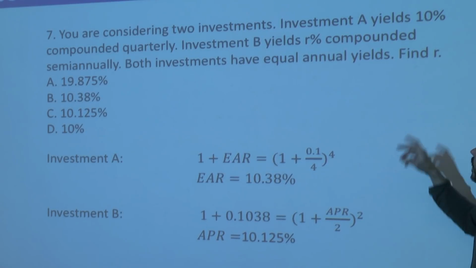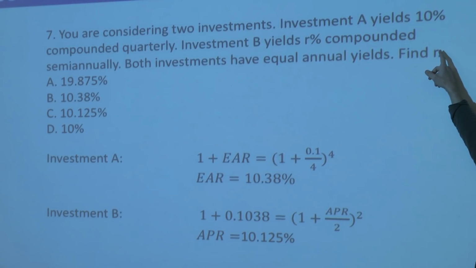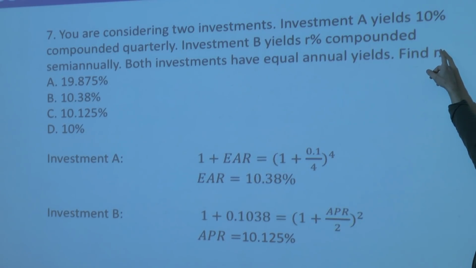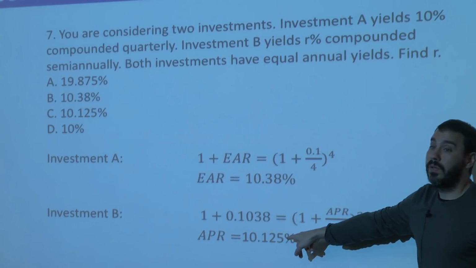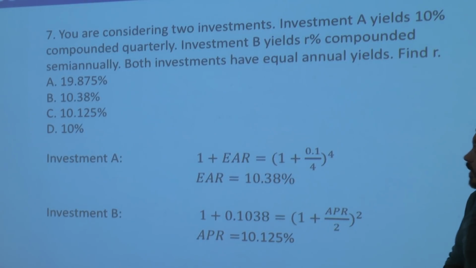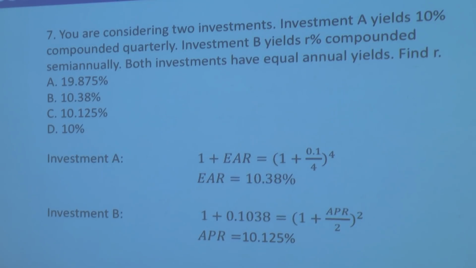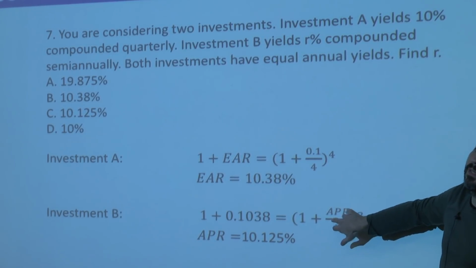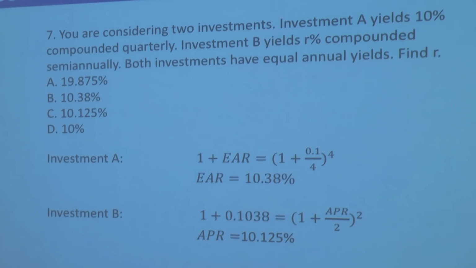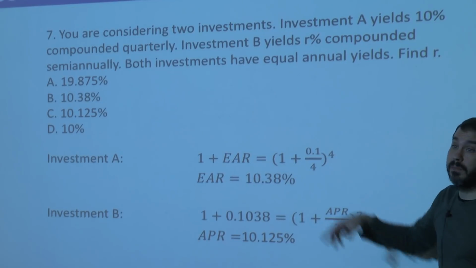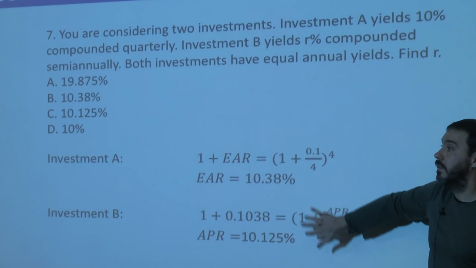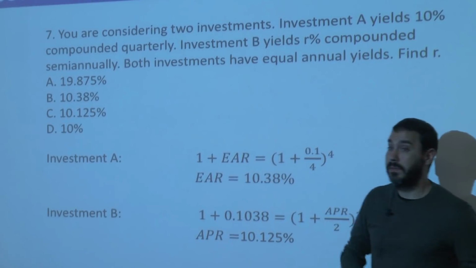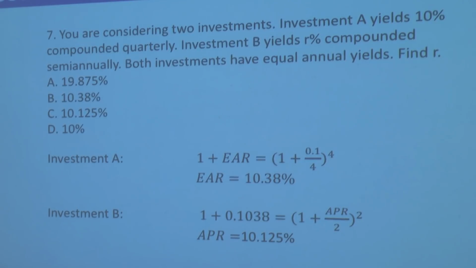The difference is one of them is a 10% interest rate compounded quarterly. The other one is a 10.125% compounded semi-annually. This interest rate is higher, but the compounding period is less frequent, only twice per year. This one has a 10% interest rate, but is compounded 4 times per year. And in the end, these two turn out to have the same effective rate.